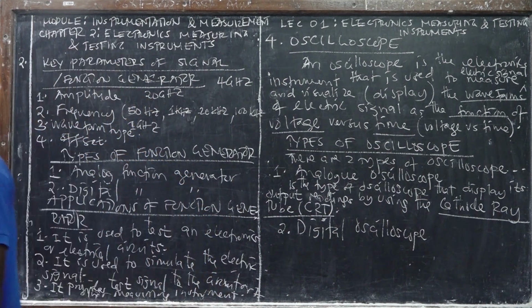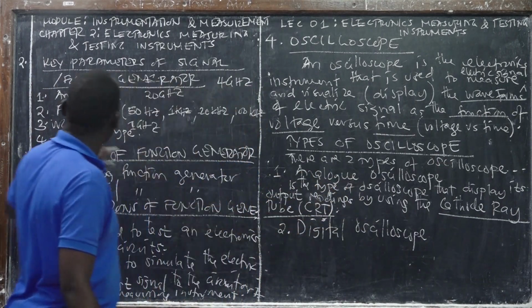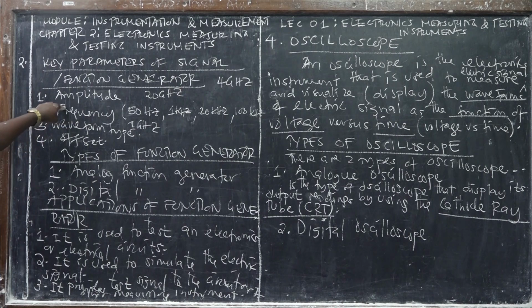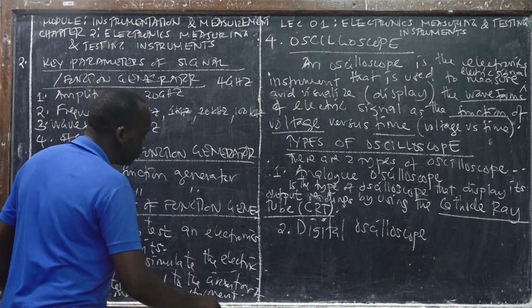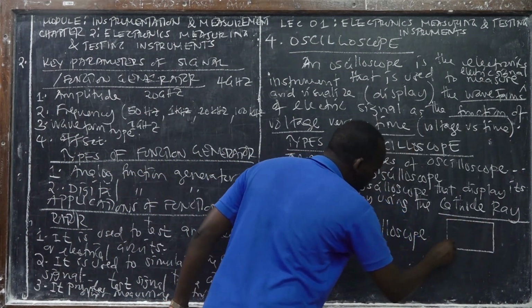Did you understand? Yes. Let me repeat. I said, for the analog oscilloscope, in case you want to know the amplitude of the signal or the frequency, because these are the two parameters, you have to calculate. You'll find that its screen will be like this one.